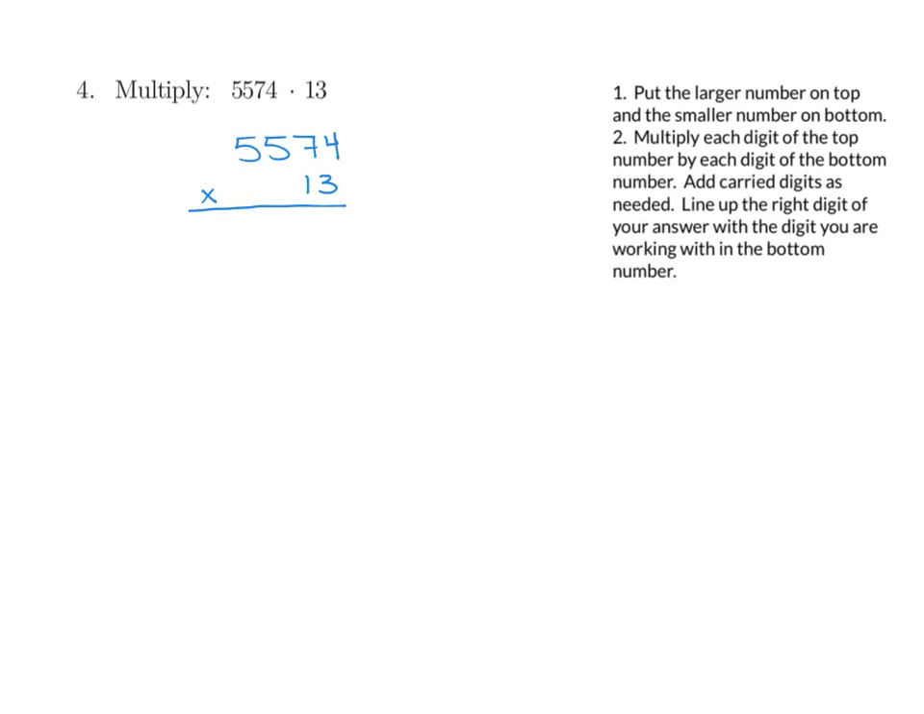So let's go ahead and see what that looks like. I'm going to start with my rightmost digit. I'm going to start with the 3. We're going to multiply 3 times 4. We get 12. Carry the 1. 3 times 7 is 21, plus 1 is 22. 3 times 5 is 15, plus 2 is 17. 3 times 5 is 15, plus 1 is 16.